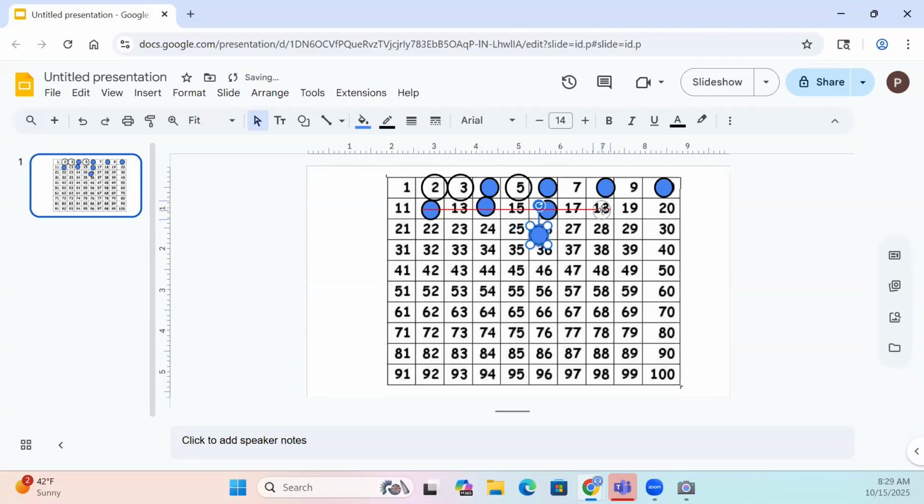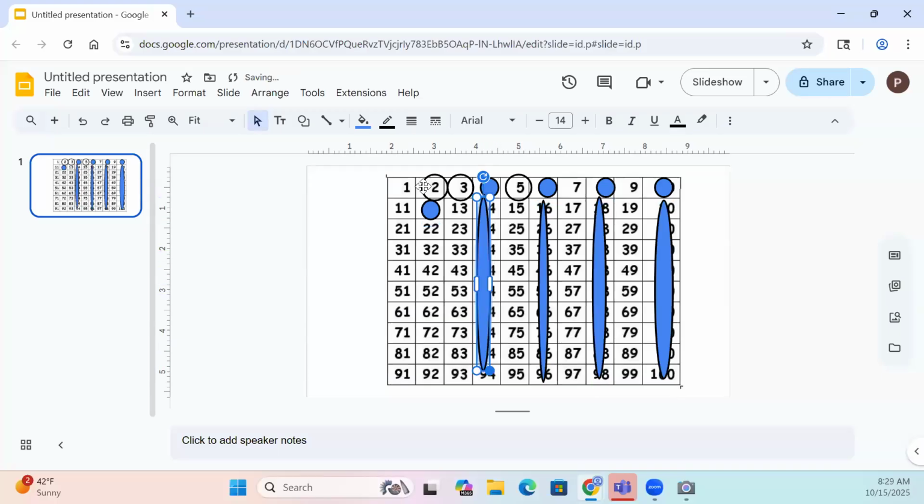Are you seeing a pattern with this grid? In fact, I could just probably take this and just do that, right? Which is kind of nice. What are all these numbers that I'm covering up? What's a characteristic of these numbers? Even. These are even numbers. Exactly. So we have eliminated all even numbers other than 2 as our possible primes.